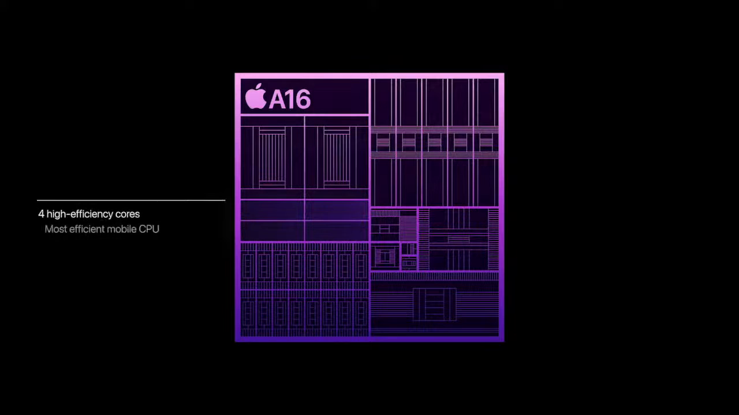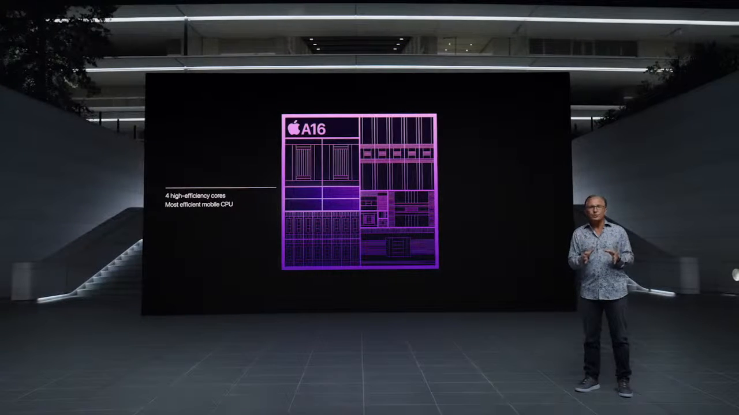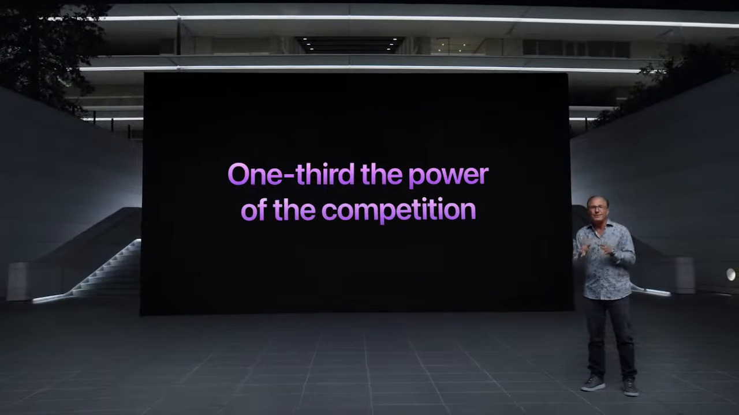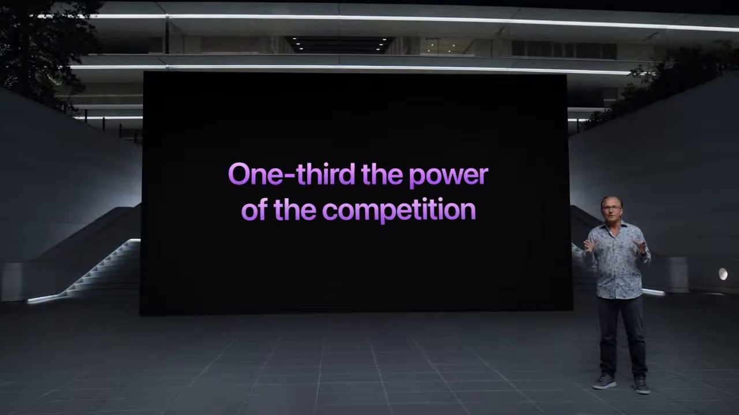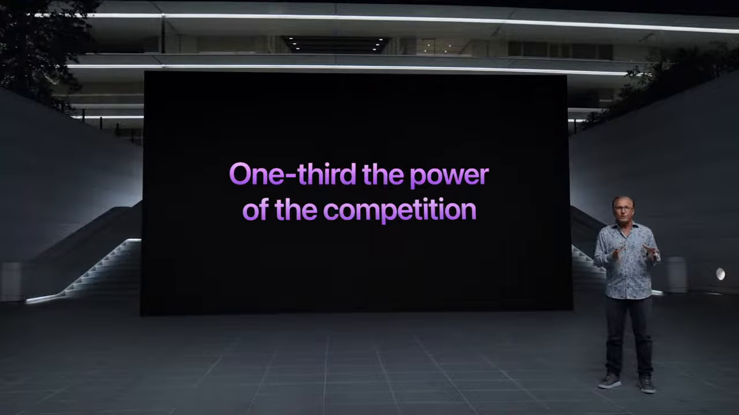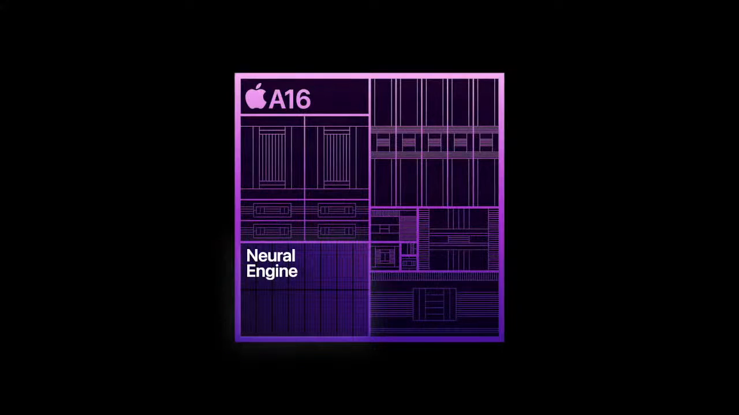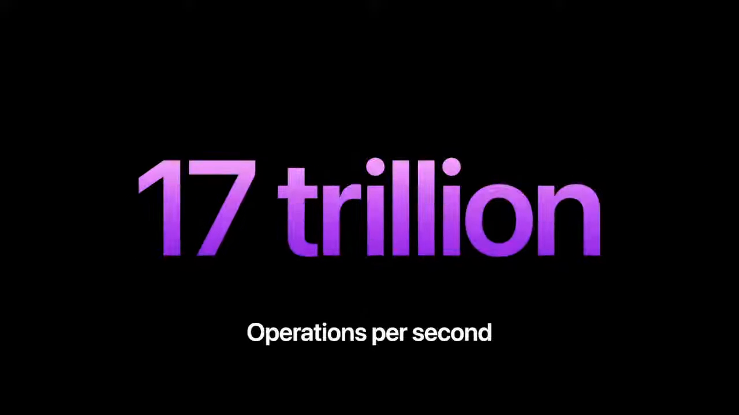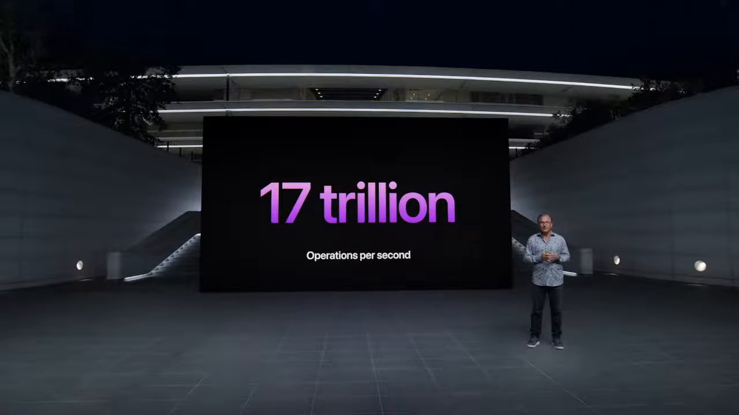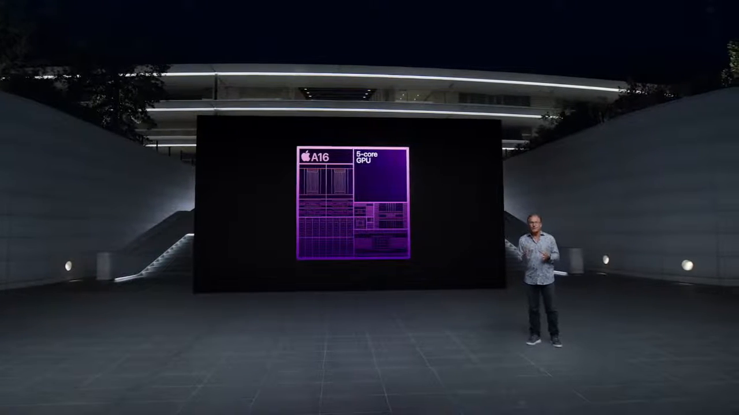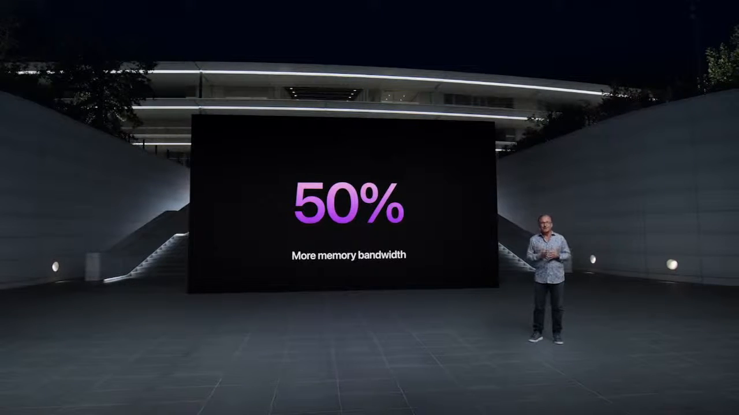And most daily tasks can be handled by our high-efficiency cores. At the same performance level, these new efficiency cores use 1/3 the power of even the best efficiency cores from the competition. This allows iPhone to deliver amazing battery life while still being extremely responsive. The new 16-core neural engine is capable of nearly 17 trillion operations per second, which helps power iPhone's advanced computational photography. And the 5-core GPU has 50% more memory bandwidth, great for graphic-intensive games.